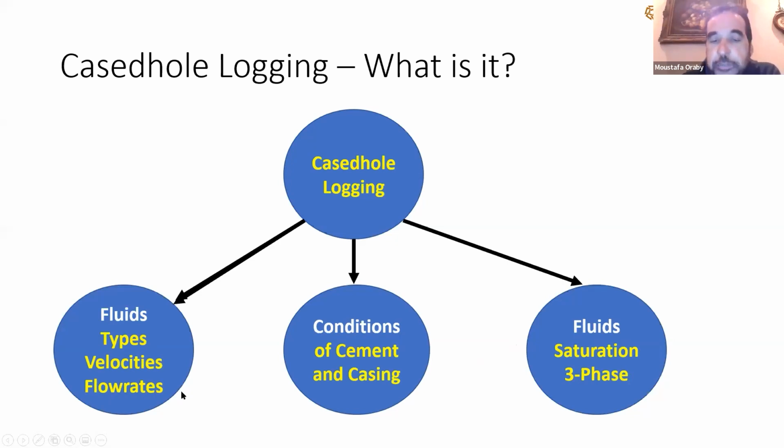Then we said that what we are really concerned about inside the wellbore is the types of fluids, velocities, and flow rate. Between the wellbore and the formation, we talk about the condition of the cement and the casing. Outside the wellbore, which is our reservoir, it is the fluid saturation, because the saturation changes. We produce fluids, then things start to change, and we have to monitor the changes periodically. Sometimes we do it every 6 months, sometimes every year. It depends on how the company plans to monitor the changes in the reservoir.